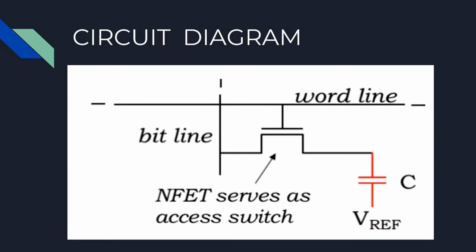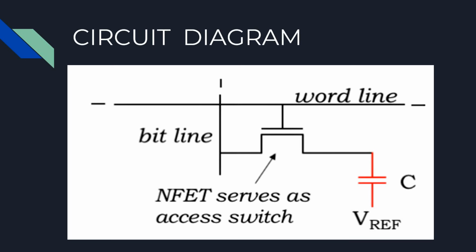At some time later, to access the stored information, we first charge the bit line to some intermediate voltage, then set the word line high, turning on the NFET switch, which connects the charge on the bit line to the charge on the capacitor. The charge sharing between the bit line and the capacitor will have some small effect on the charge on the bit line and hence its voltage.